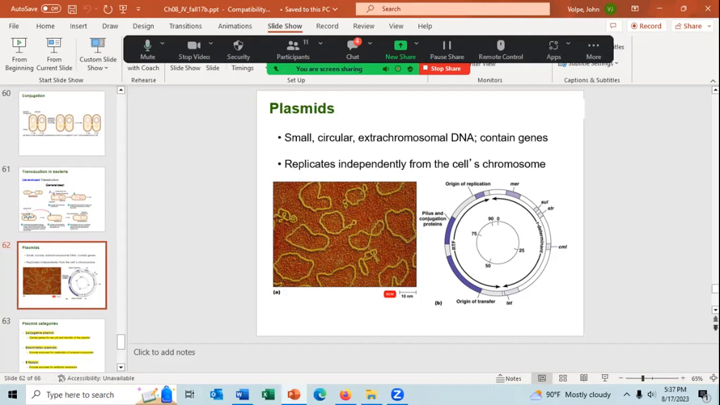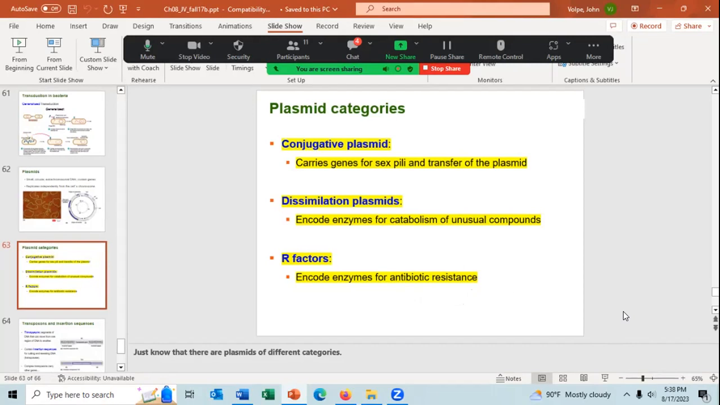All right. This slide is showing you that there are different names for different plasmids and they serve different functions. All you need to know is there's different types of plasmids. You do not need to know the names of the categories of the plasmids.